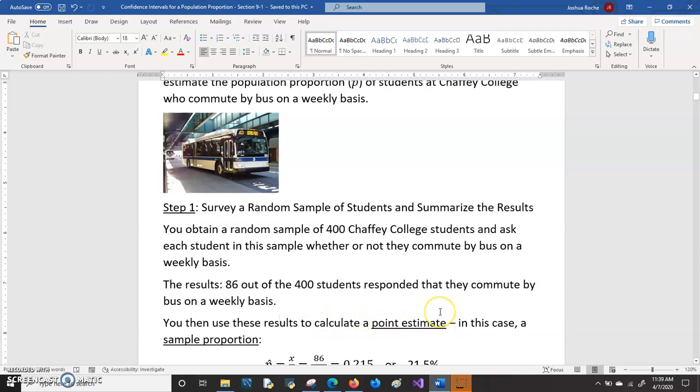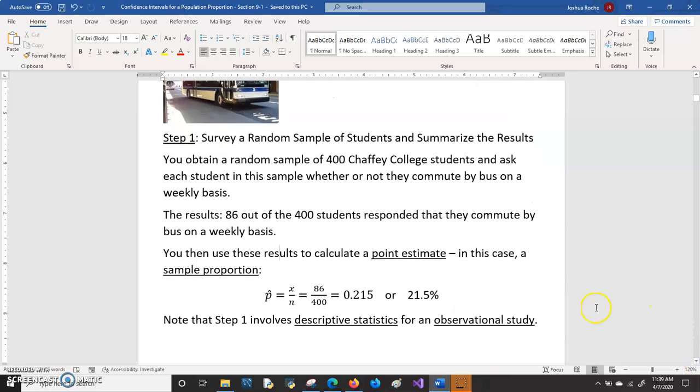A point estimate is just the result of your study, and in particular, this point estimate is called the sample proportion. It's an estimate of what the proportion is of the number of students who carpool. The sample proportion is symbolized as a P with a little hat on top. It's called P hat.